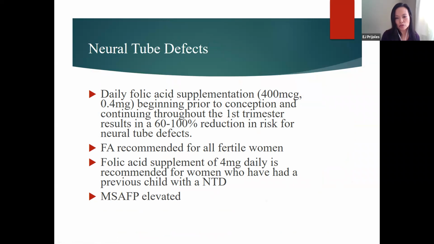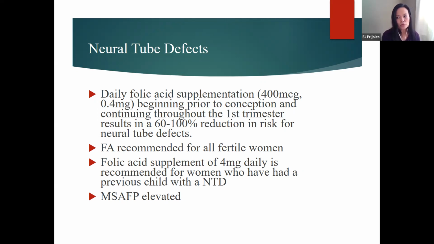And when we think about neural tube defects, everyone's heard about folic acid and its contribution to helping prevent neural tube defects. So any woman who is planning to have a pregnancy, or fertile women, are suggested to have folic acid supplementation beginning prior to the conception and continuing throughout the first trimester, which is known to help reduce the risk of neural tube defects.